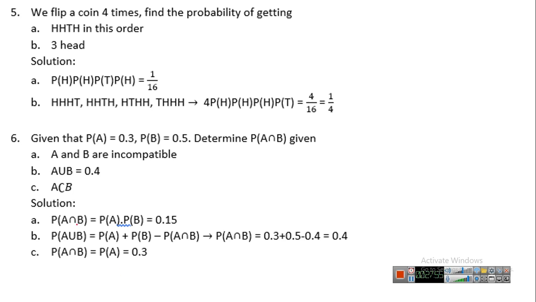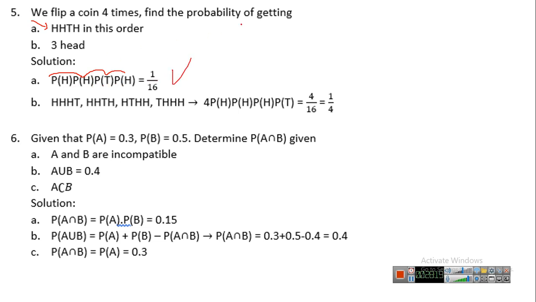We flip a coin 4 times. Flipping a coin is independent, because the second flip does not depend on the first one. Getting head, head, tail, head in this order, because it's independent: P of H times P of H times P of T times P of H. Each one is half, either a head or tail. So half times half times half times half, 1 over 16.